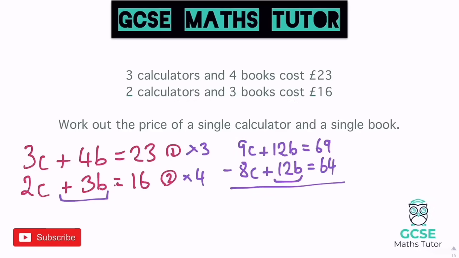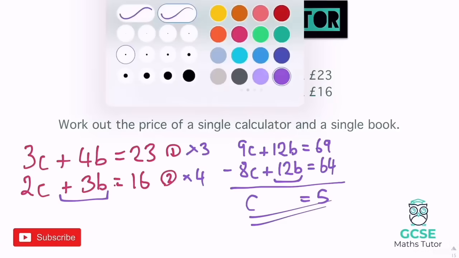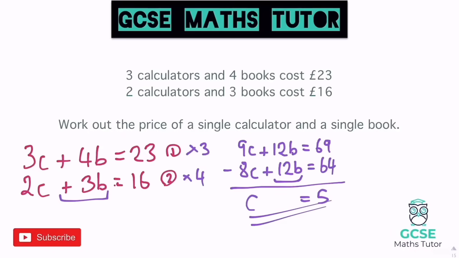So 9c, take away 8c, leaves us 1c. And 69 take away 64 is 5. So straight away we get our answer there, c equals 5. So there's our first answer, c equals 5. And then we just need to sub that back into one of these equations. Again, I'm going to pick equation 1. We could do either one here, but I'm going to pick equation 1.